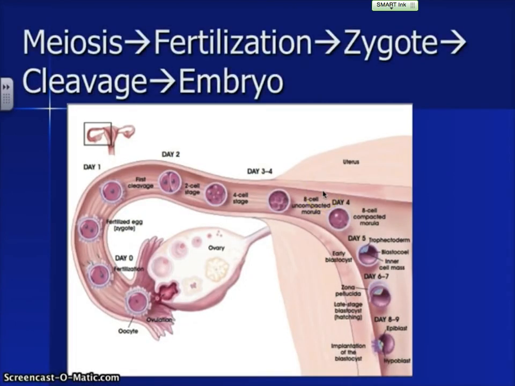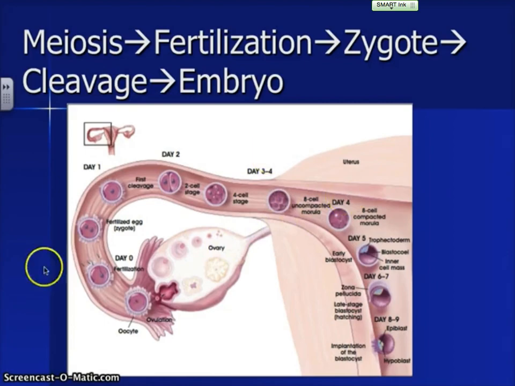So, let's talk about the process, starting with meiosis. Remember, meiosis makes the sex cells. After meiosis occurs, the egg and sperm join together during the process of fertilization. That creates what we call a zygote. That zygote goes through a process called cleavage to form an embryo.